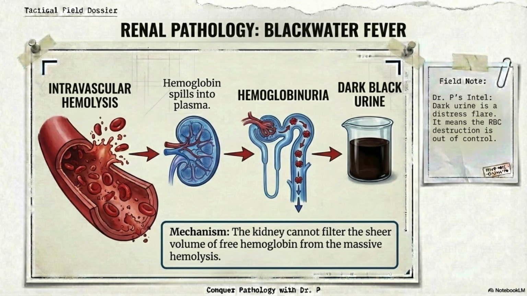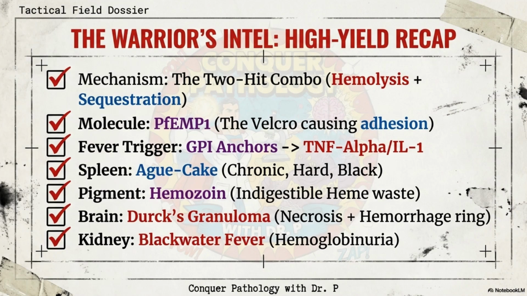Finally, the kidney, Blackwater fever. Intravascular hemolysis spills hemoglobin into the plasma. The kidney cannot filter this sheer volume. Result, hemoglobinuria. You get dark black urine. It is a distress flare. It means the RBC destruction is out of control. There is renal failure.